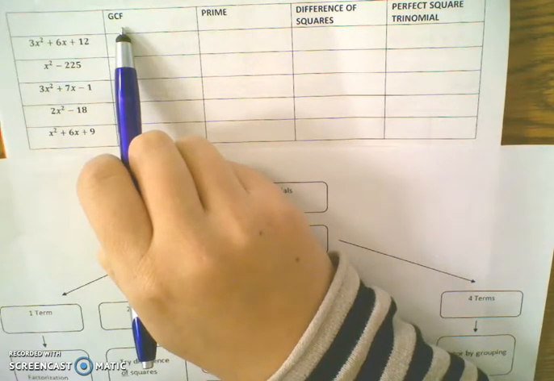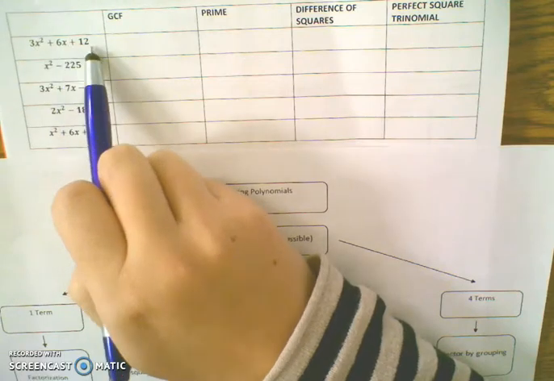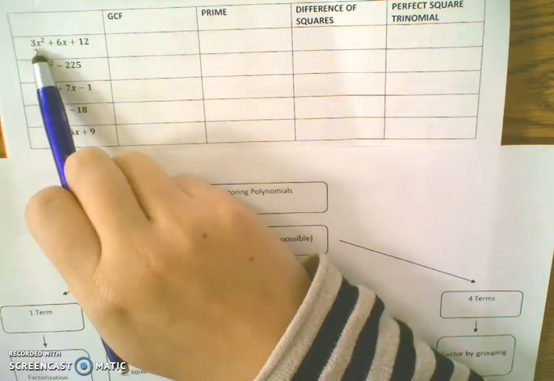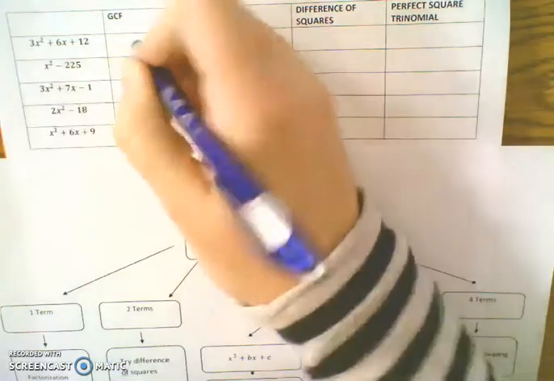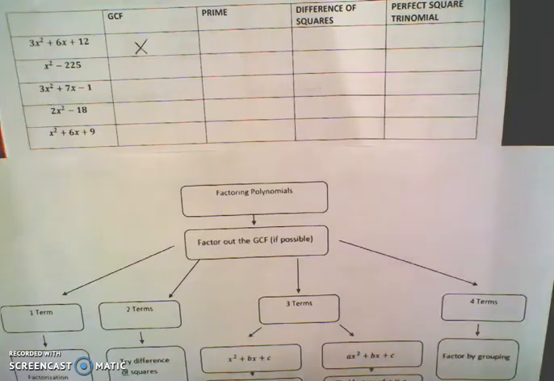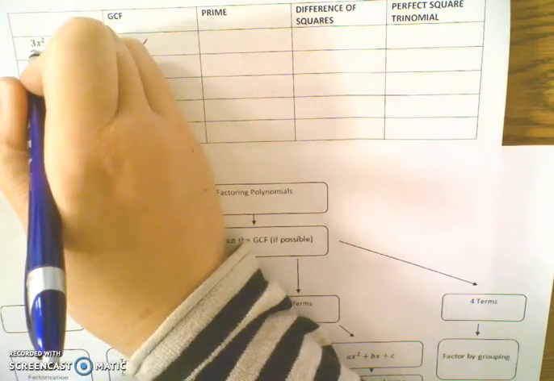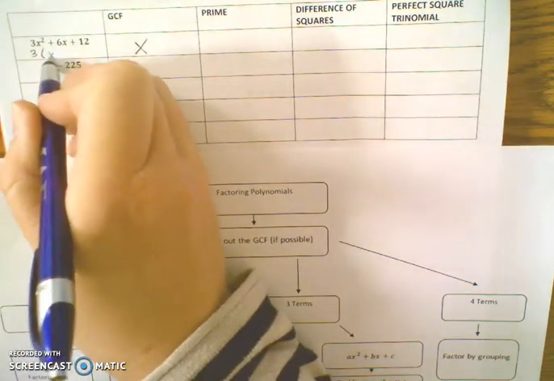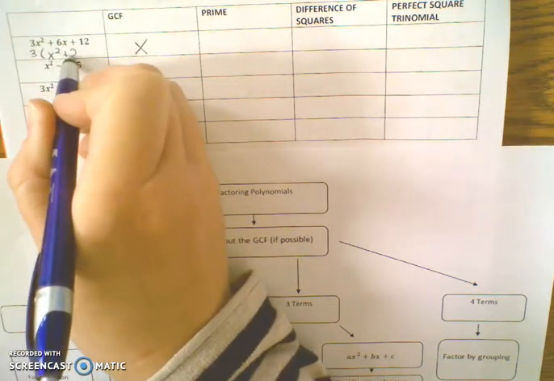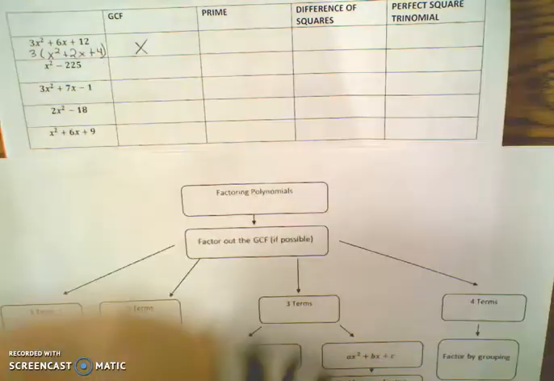So first I'm going to check for a GCF. If there's a GCF, then the same number can go into all of these terms. In this one, I'm noticing that 3 can go into each one of these terms. So if I can divide all of them by 3, GCF is something I can do. Let's see if there's anything else here. If I factor out a 3, then this one is going to be x squared plus 2x plus 4.